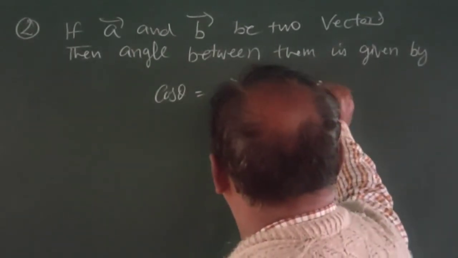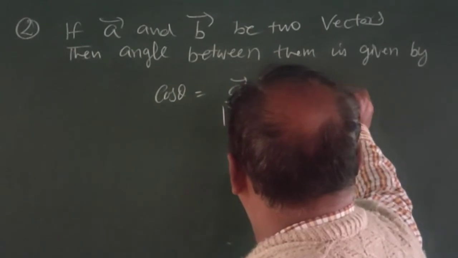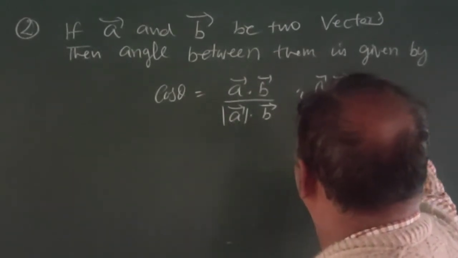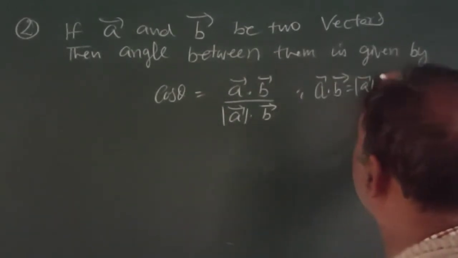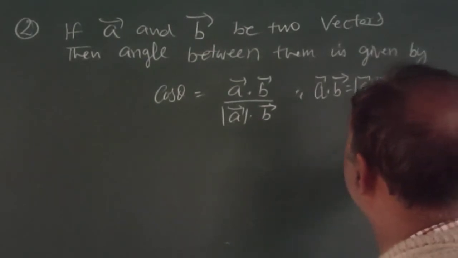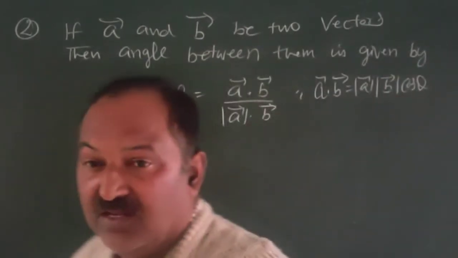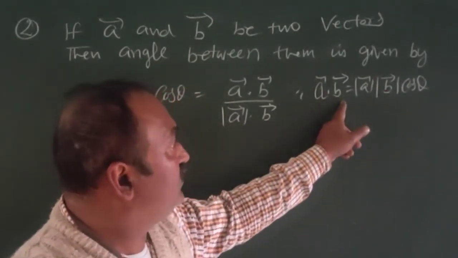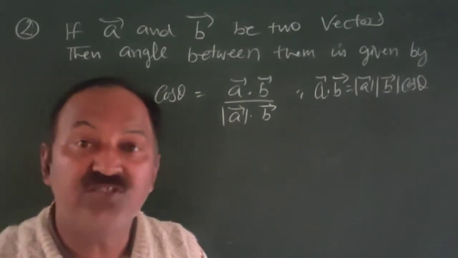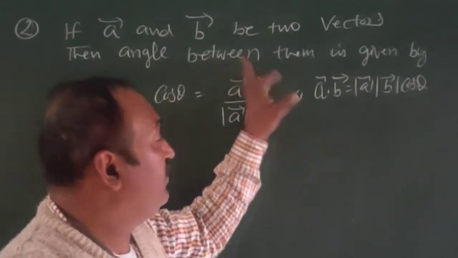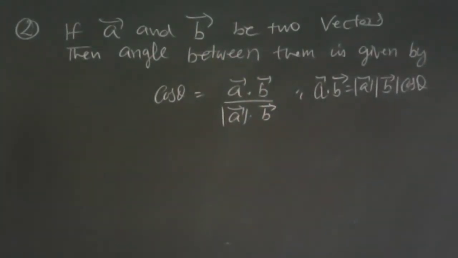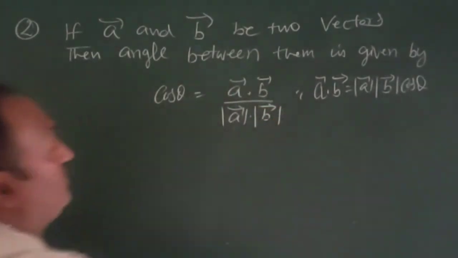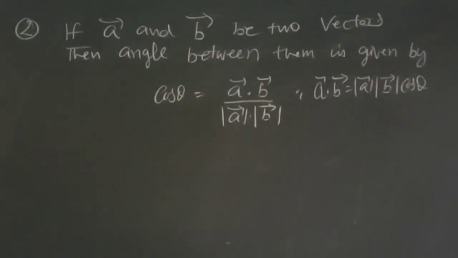Because A dot B is equal to magnitude of A into magnitude of B into cos theta. Therefore, after dividing by magnitude of A and magnitude of B, if A and B are non-zero vectors, then cos theta will be equal to A dot B divided by magnitude of A into magnitude of B. So this is the formula to find the angle between two vectors.